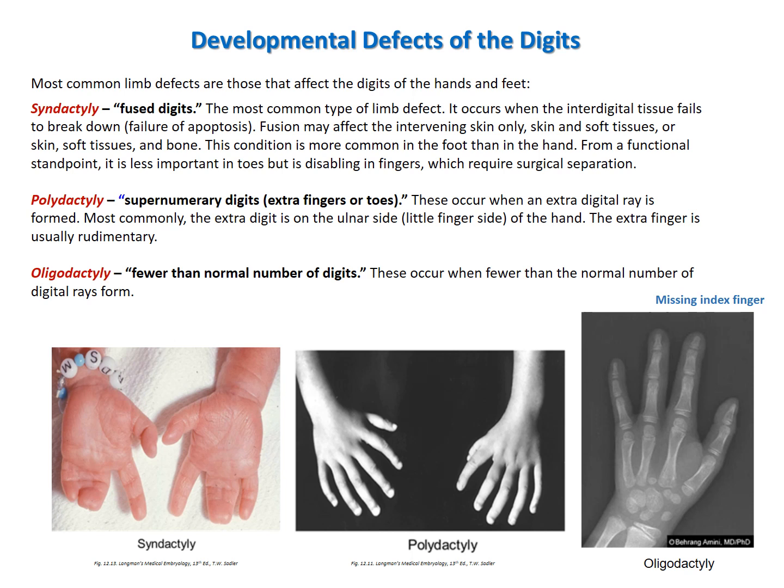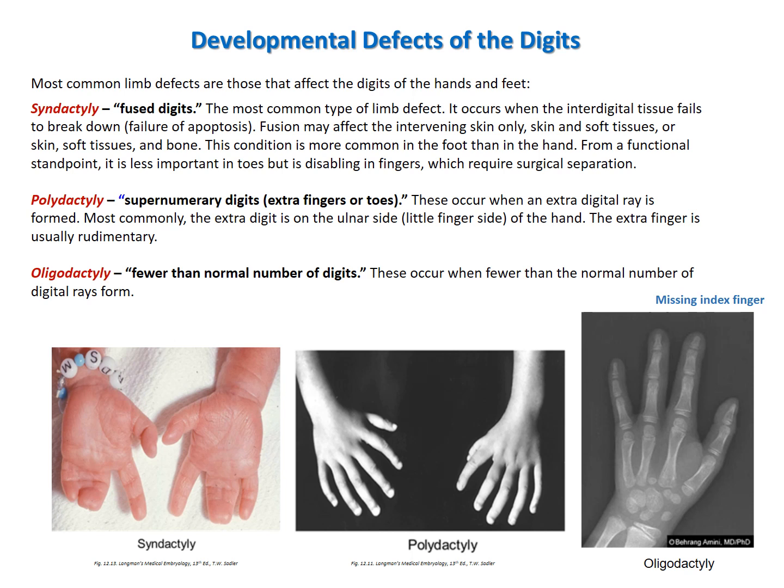Syndactyly refers to fused digits. It is the most common type of limb defect. It occurs when the interdigital tissue fails to break down as a result of failure of apoptosis, resulting in fusion of digits. This fusion may affect the skin only, skin and soft tissues, or skin, soft tissues, and bone. This condition is more common in the foot than in the hand. From a functional standpoint, it is less important in toes, but disabling in fingers, which require surgical separation.